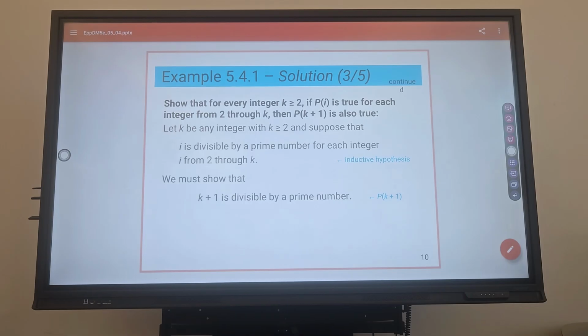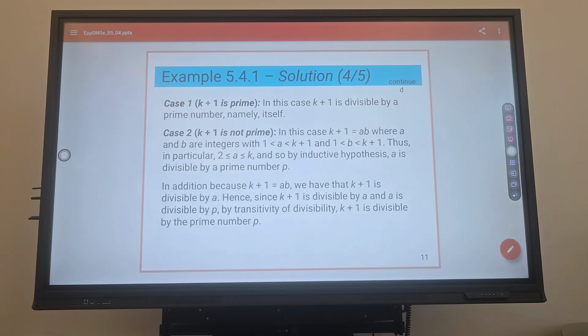Let k be any integer with k greater than or equal to 2. Suppose that i is divisible by a prime number for each integer i from 2 through k. There's your inductive hypothesis. Then show that k plus 1 is divisible by a prime number. Well, you have two cases here. Case 1, k plus 1 is prime. In this case, k plus 1 is divisible by a prime number, namely itself.